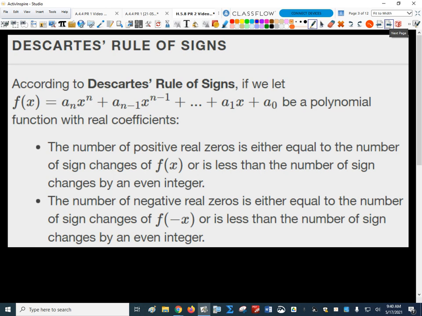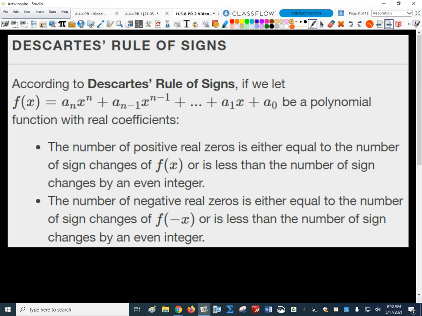First of all, here is Descartes' rule of signs in all its glory. I'll put this right up to the notes. This isn't in your packet; that doesn't cover Descartes' rule of signs. But I'll put this up in my PDF notes that are in your Google Classroom.